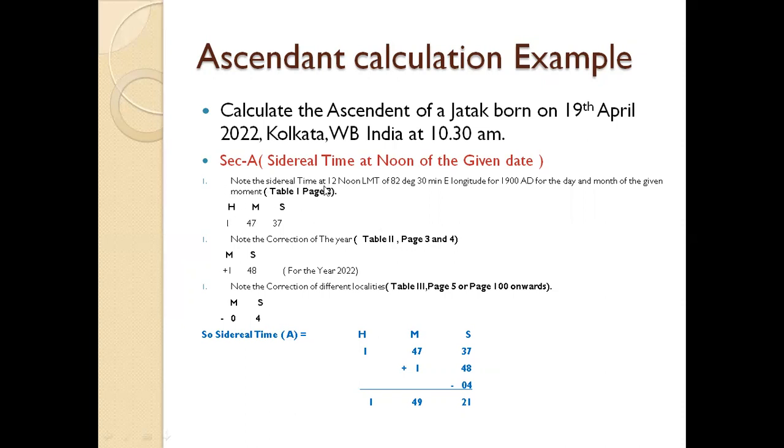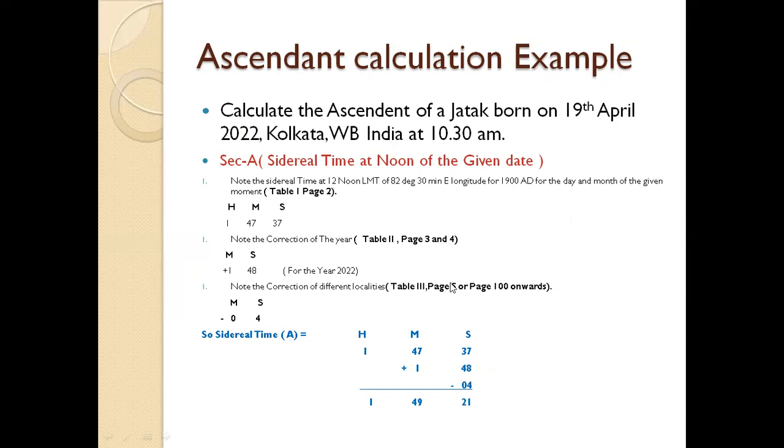First, the sidereal time at 12 noon LMT, 82 degree 30 minutes longitude for 1900 AD for the day and month of the given moment is given in page number 2. We are just writing that. Then we are doing a correction of the year because we are trying to find out for 2022, which is given in page number 3 and 4, which is plus 1 minute 48 seconds.